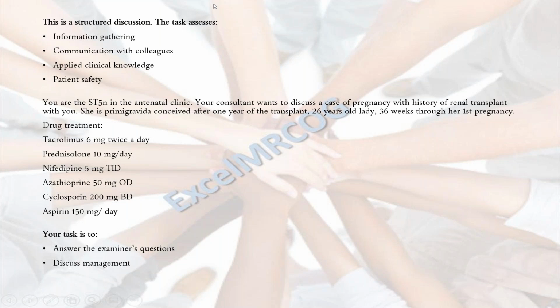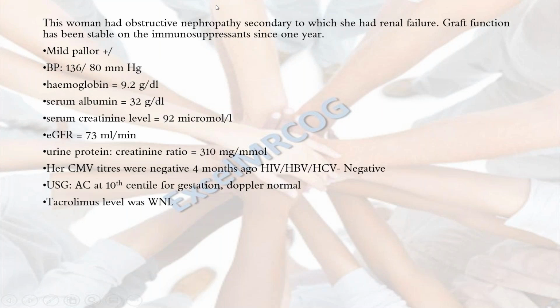All right. So this woman had an obstructive nephropathy, secondary to which she had renal failure. A graft was done, and she's on immunosuppressants as mentioned. And these are the additional findings provided to you. Now the consultant wants to consider a cesarean section at 36 weeks. I would like to know your thoughts.